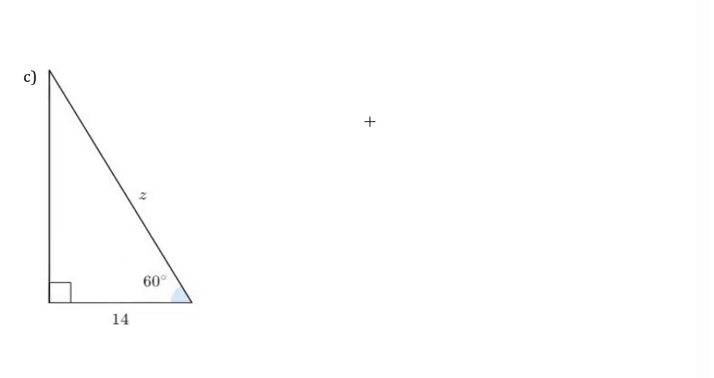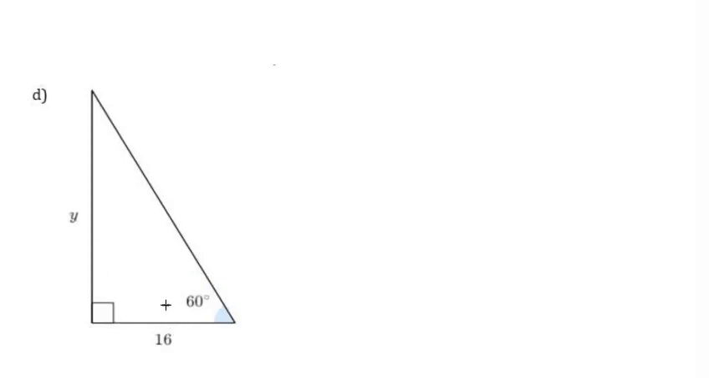Okay, let's look at 30, 60, 90 triangles now. So here we have a right triangle. One of the angles is 60 degrees. So in order to have the angles add up to 180 degrees, the third angle must be 30 degrees. So we do have a 30, 60, 90 right triangle. And in a 30, 60, 90 right triangle, the hypotenuse is always the short leg multiplied by 2. So in this case, z equals 28.